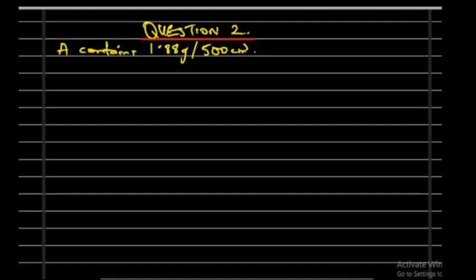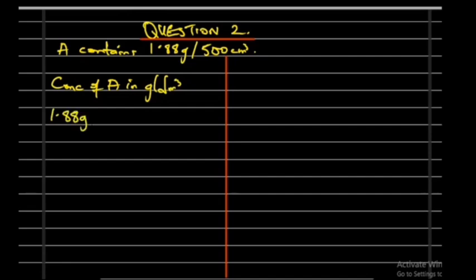So for us to be able to calculate the concentration of A in moles per dm³, we need to first of all calculate the volume of our A in dm³. This is in 500 cm³, so we need to calculate it in 1 dm³. So let me solve A in grams per dm³, the concentration of A in grams per dm³. The question says 1.88 grams was in 500 cm³. So if 1.88 grams is in 500 cm³, what is going to be the value of A in 1000 cm³, which is also our 1 dm³? What will be the value?